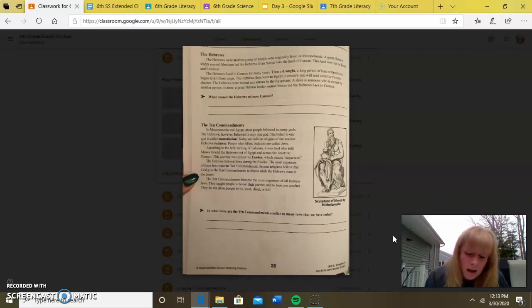The Hebrews lived in Canaan for many years. Then a drought, a long period of time without rain, began to kill their crops. The Hebrews then went to Egypt, a country you will read about in the next chapter that we're going to do tomorrow, later in the week.